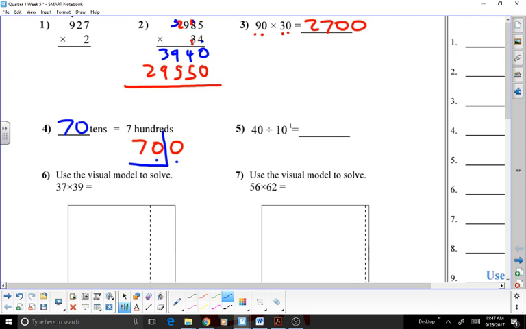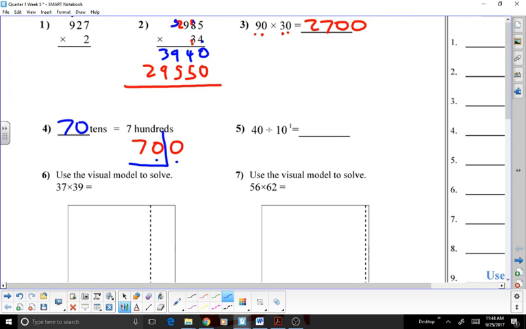Number 5. 40 divided by 10 to the first power. Anytime we multiplied 10 to the first power, what did we do? Gabe? So you're taking your basic fact. That's one way to do it. But we're dividing here. That's the problem. We're not multiplying. Check it out. Watch your signs.